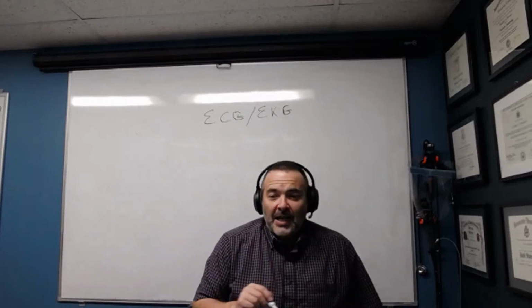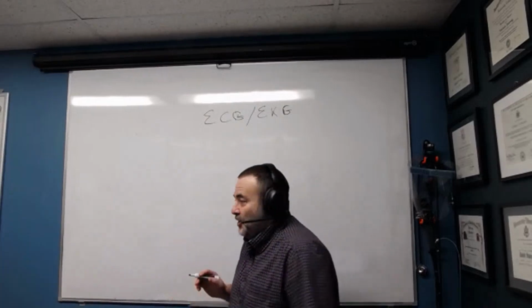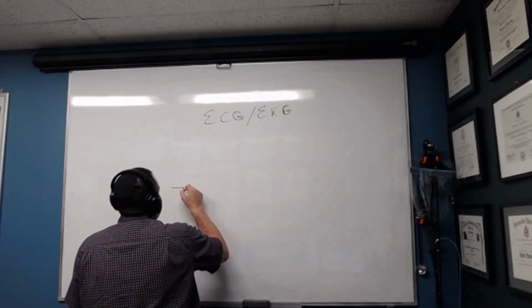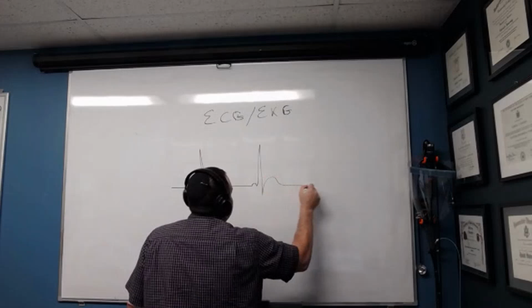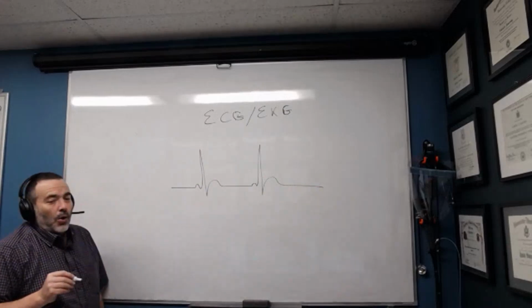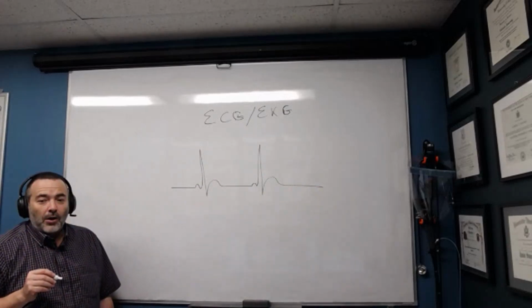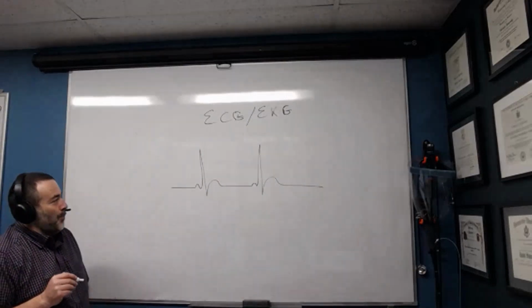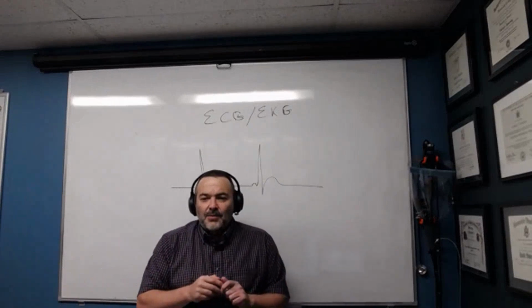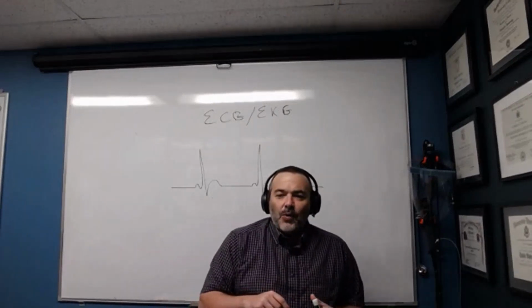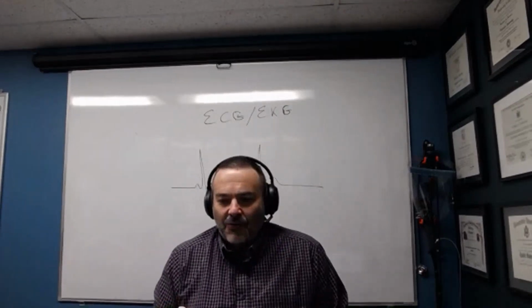So ECG and EKG rhythm interpretation. Everyone has seen this squiggly line and tried to figure out what the heck does it all mean? How do I interpret this squiggly line? What is it? Well, let's first decipher what ECG and EKG stand for.